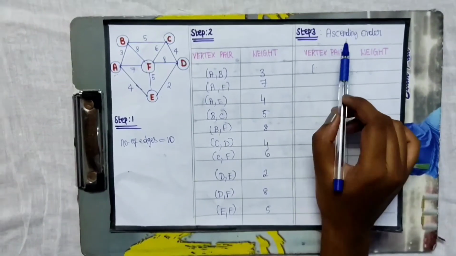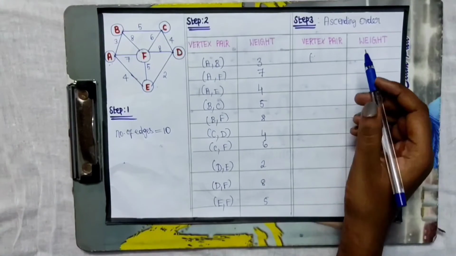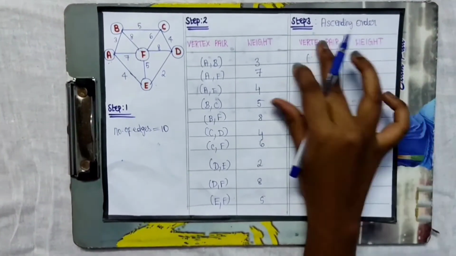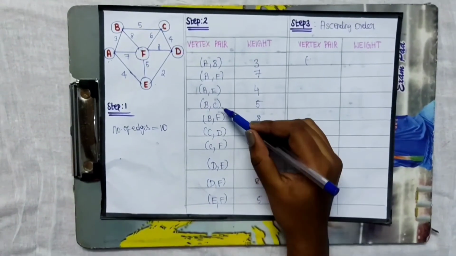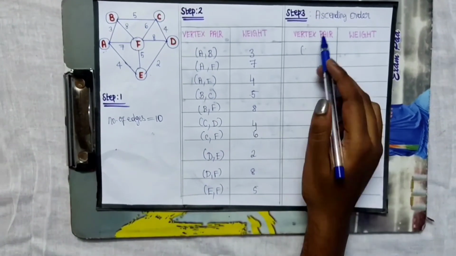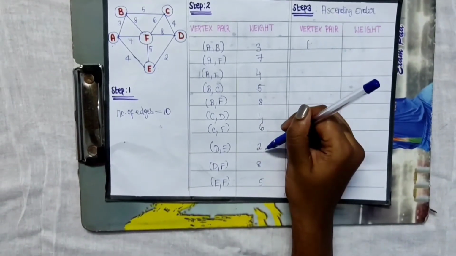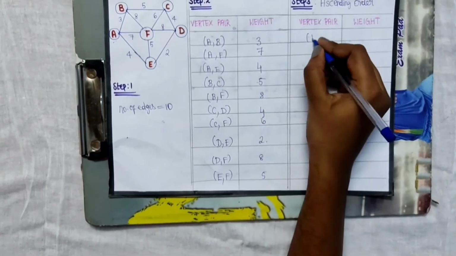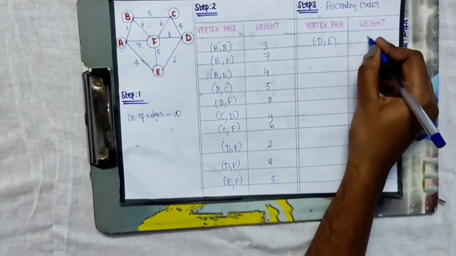Step 3 is to write all the vertex pairs in ascending order. As in step 2, make a tabular column: vertex pair and weight. Here, with the help of the weights, arrange them in ascending order. Comparing with step 2, the smallest value is 2. So, D, E. First I am writing the vertex pair D, E, and the weight is 2.